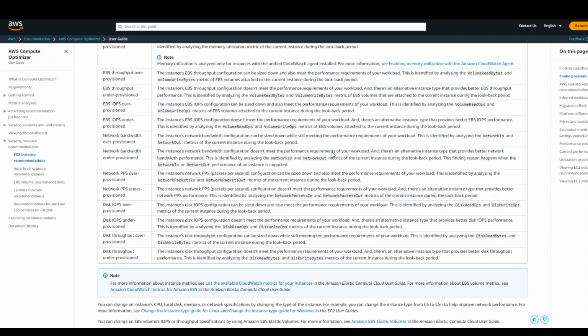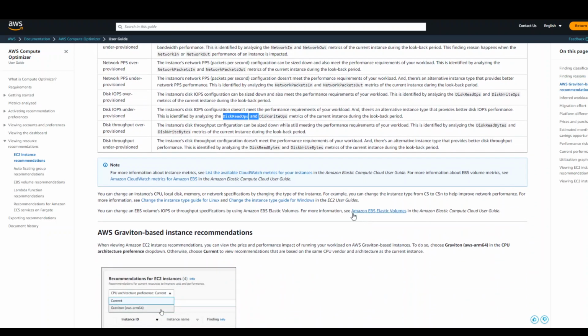Similarly, there are other reasons which you could go and check out. For example, I have found this one quite useful, where Compute Optimizer gives you the reason on the basis of these CloudWatch metrics, network packets in and out. And similarly for the disks and other resources too.